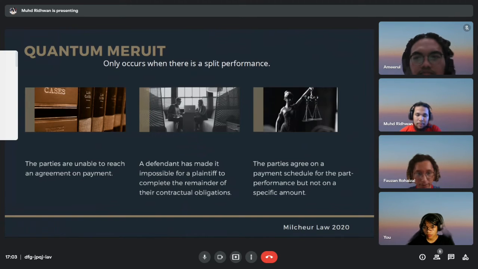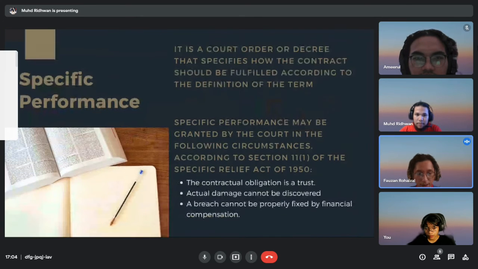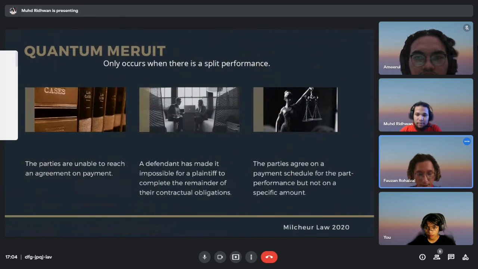Moving on to quantum meruit. Quantum meruit only occurs when there is a split of performance. First, the parties are unable to reach an agreement on payment. Second, a defendant has made it impossible for a plaintiff to complete the remainder of their contractual obligation. The third one is the parties agree on a payment schedule for the part performance but not on a specific amount. The literal meaning is as much as earned or as much as merited; it is an amount to be paid in proportion to the work done.